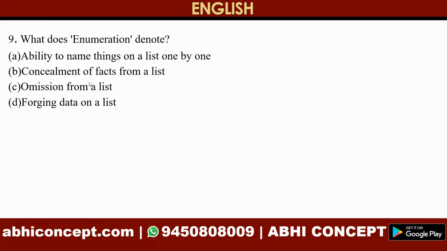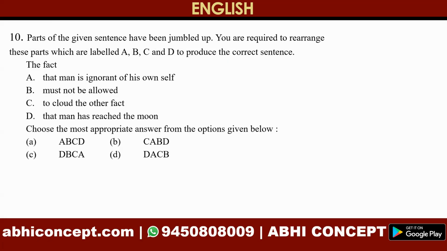What does enumeration mean? Enumeration means होता है list करना, ठीक है? So ability to make a list is known as enumeration. Okay. Going on ahead. Parts of the given sentences have been jumbled up. You are required to rearrange these parts, which are labeled A, B, C, and D, to produce the correct sentences.